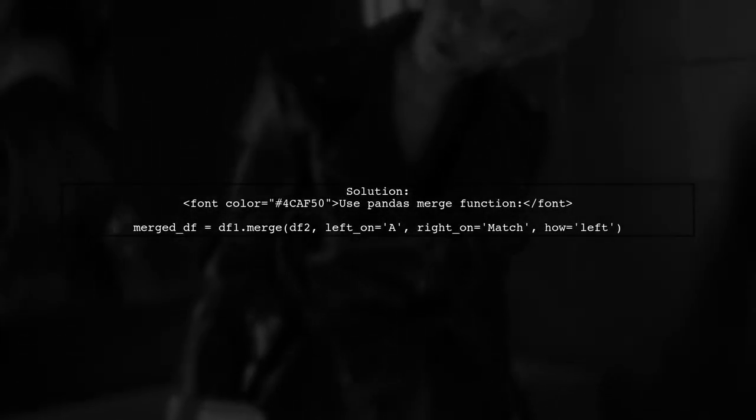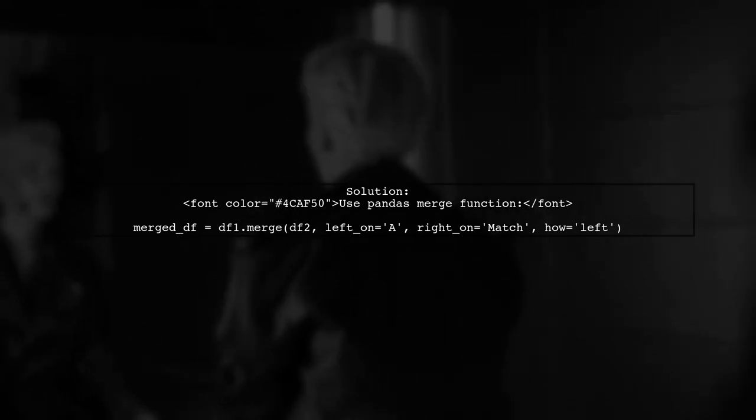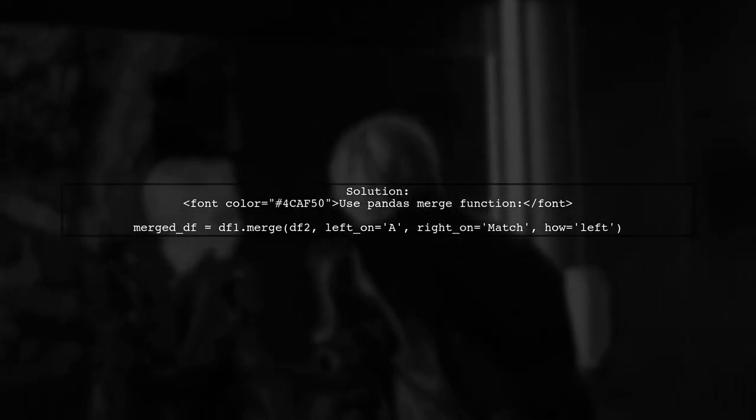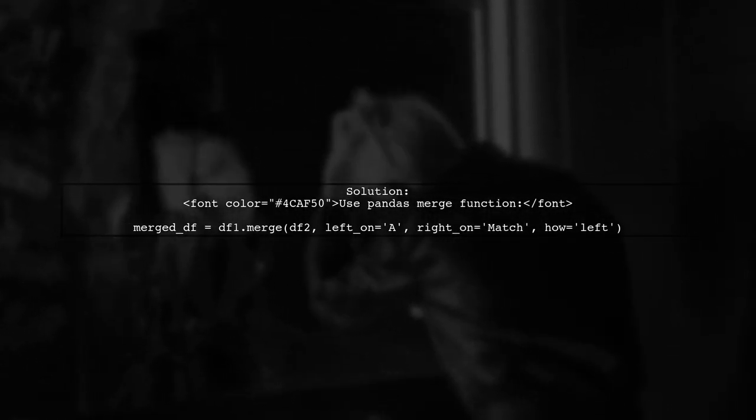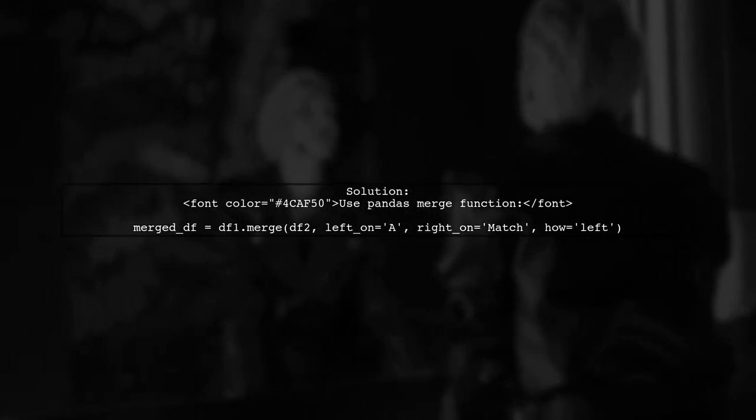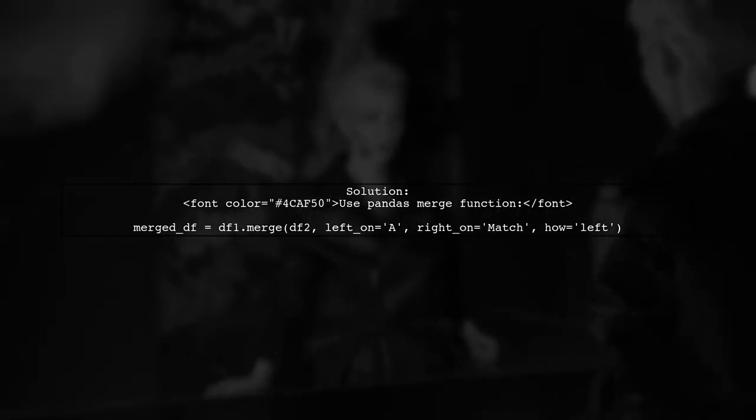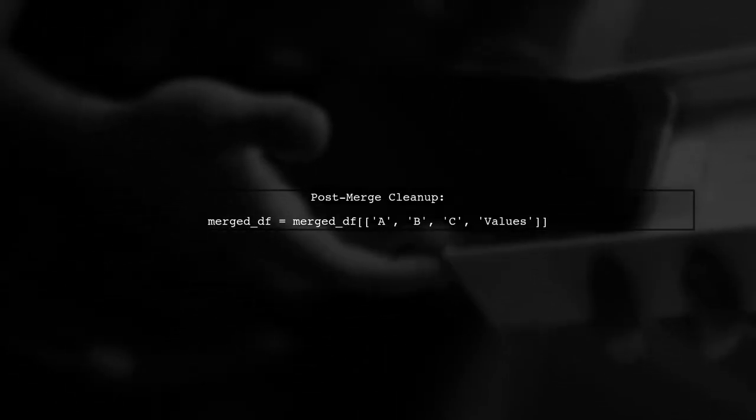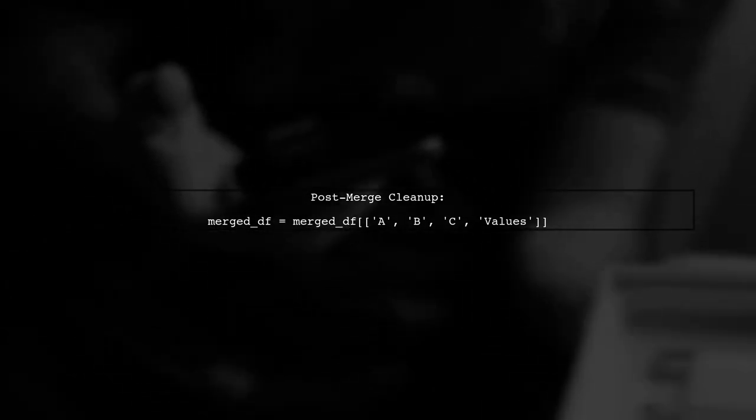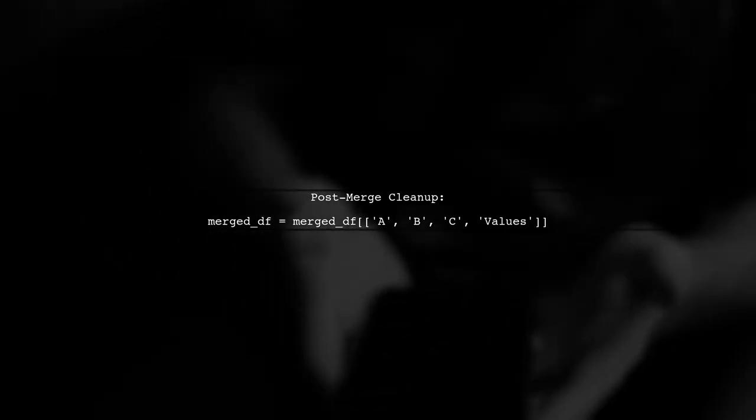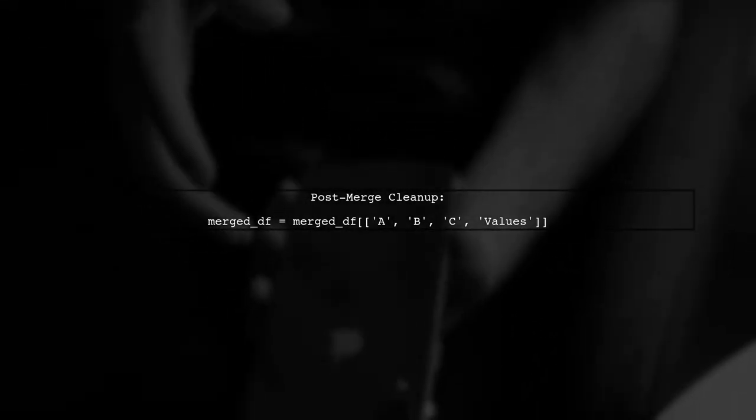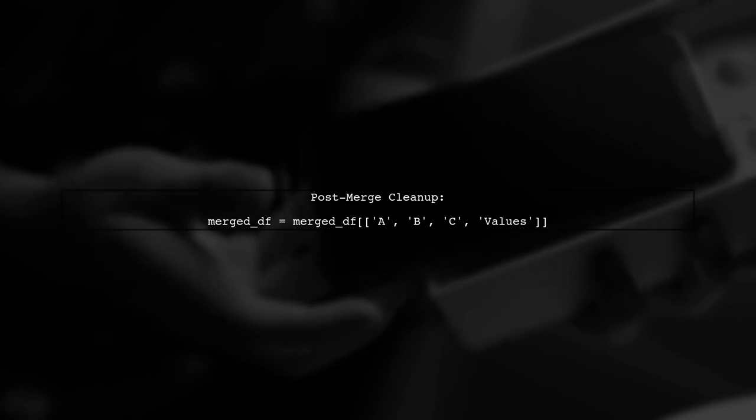To achieve this, we can use the merge function in pandas. This will allow us to combine the two data frames based on the matching values. After merging, we will have a new data frame that includes the values column from DF2. However, we need to clean up the data frame to match the desired output format.